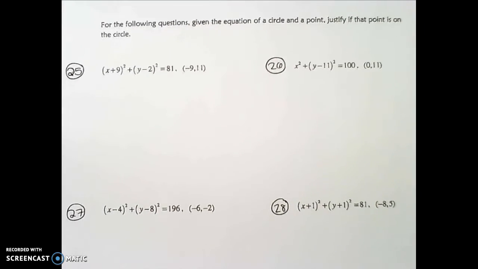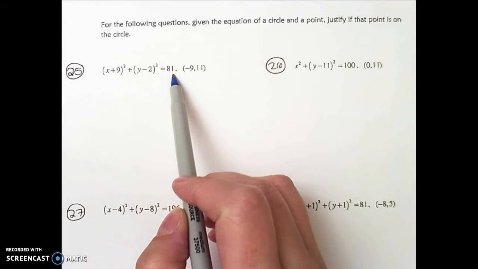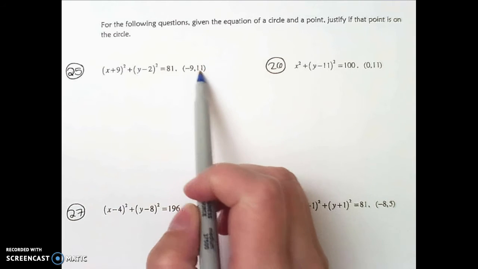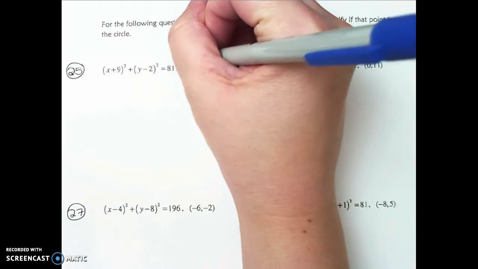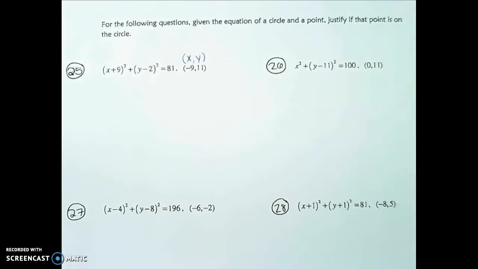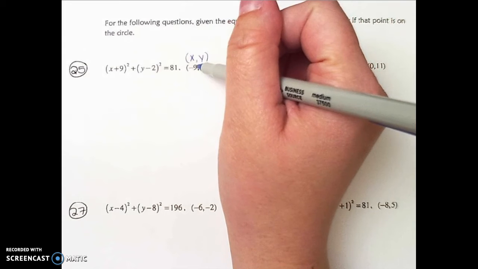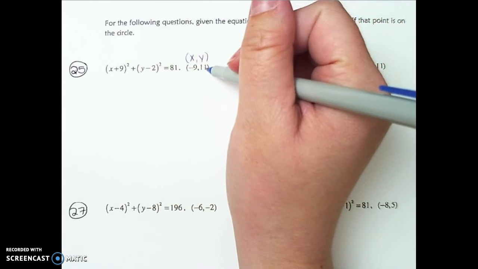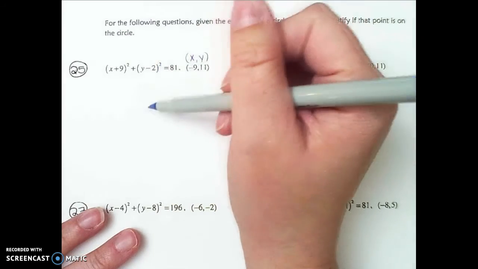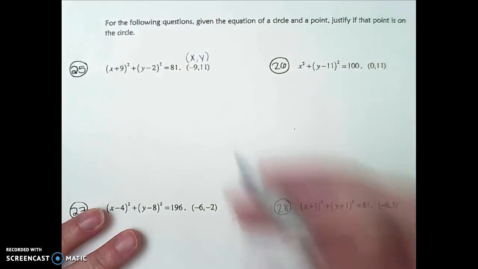Alright, so my directions say for the following questions, given the equation of a circle, here's my equation, and a point, my point is here, justify if that point is on the circle. So my point, of course, has x and y coordinates, and all I need to do is substitute those coordinates into my equation and check to see if my equation is true or false. So I'm going to substitute my x value, -9, in for x in my equation, and I'm going to substitute the 11 in for y in my equation. And I'm going to write down on my paper first the substitution.